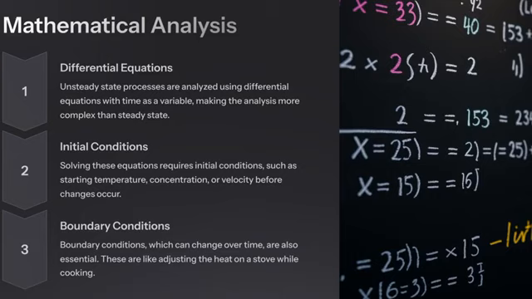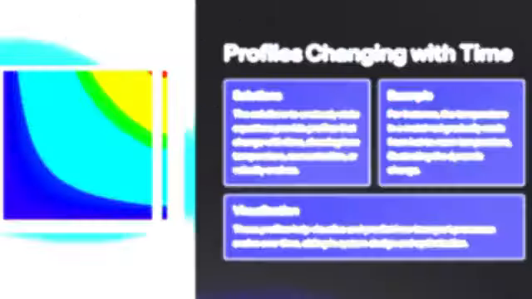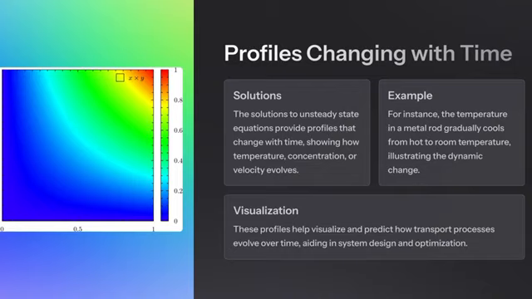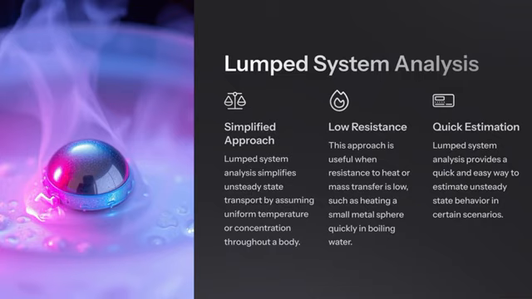And the solutions to these equations give us profiles that change with time, like how the temperature in a metal rod gradually cools from hot to room temperature. Oh, and don't forget about the lumped system analysis. It's a simpler approach where we assume temperature or concentration is uniform throughout a body.